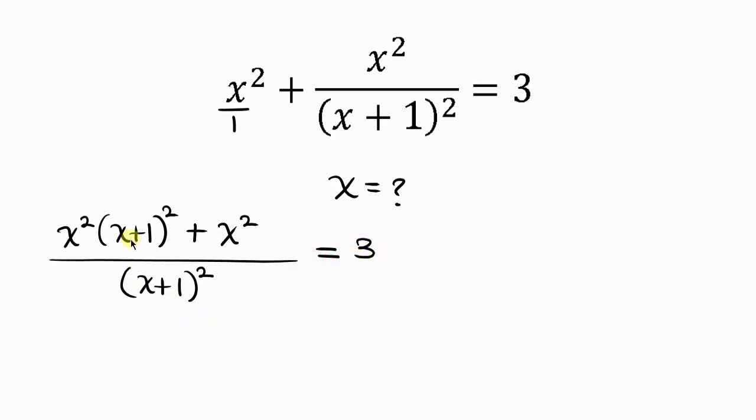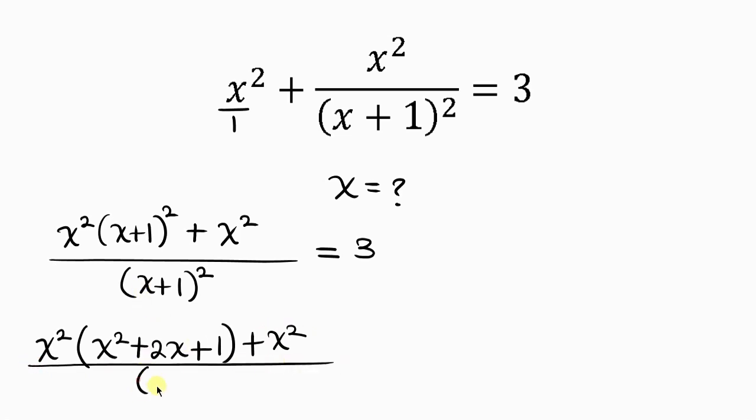Now our next step will be for us to expand what we have here. So this becomes x squared times, expanding, we're going to have x squared, and then 2 times x times 1 is 2x, so plus 2x, and then plus 1 squared is 1. Very good. Plus x squared all over the denominator, which is x plus 1 all squared. This is equal to 3.